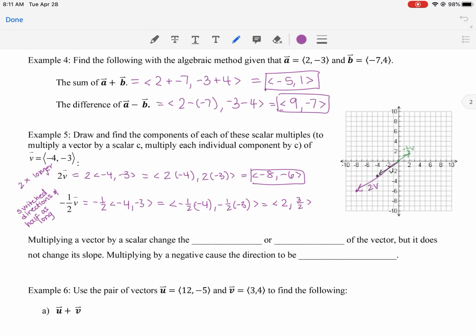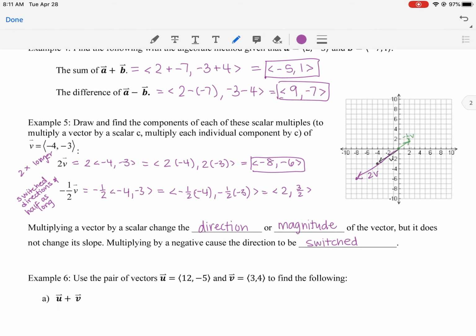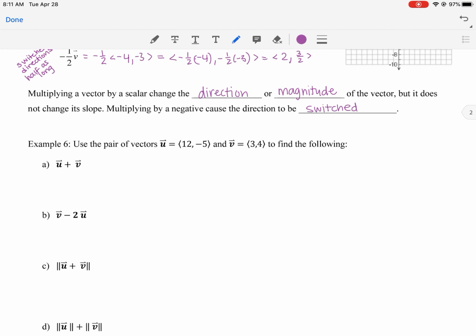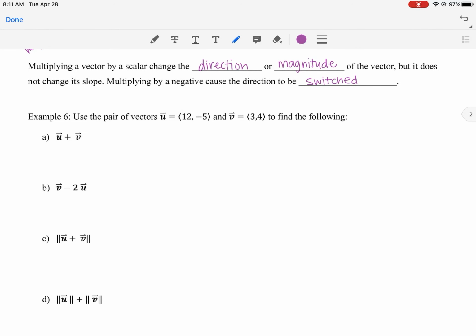Okay, so now let's talk about what this really means. So when you multiply by a scalar, it changes the direction and/or the size of the vector. Maybe I should say the length of the vector, like the magnitude. That'd be the fancy way since we're in college here. But it does not change the slope, okay? So multiplying by a negative causes the direction to be switched. In general, though, if you multiply by 1, that's not going to change. Okay, so now let's go ahead and see what this does.